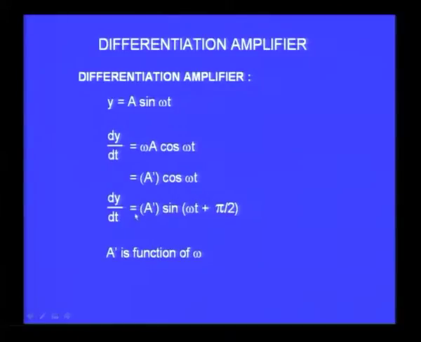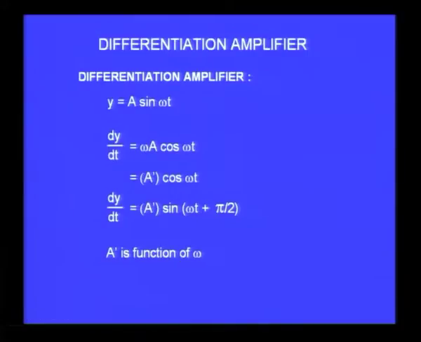Therefore I rewrite this equation as dy by dt is equal to a prime sine omega t plus pi by 2. If you compare this with y is equal to a sine omega t, that is the input signal, you can see they are of the same type. This is also a sine wave, this is also a sine wave, except for a phase factor, and the amplitude a has now become a prime.